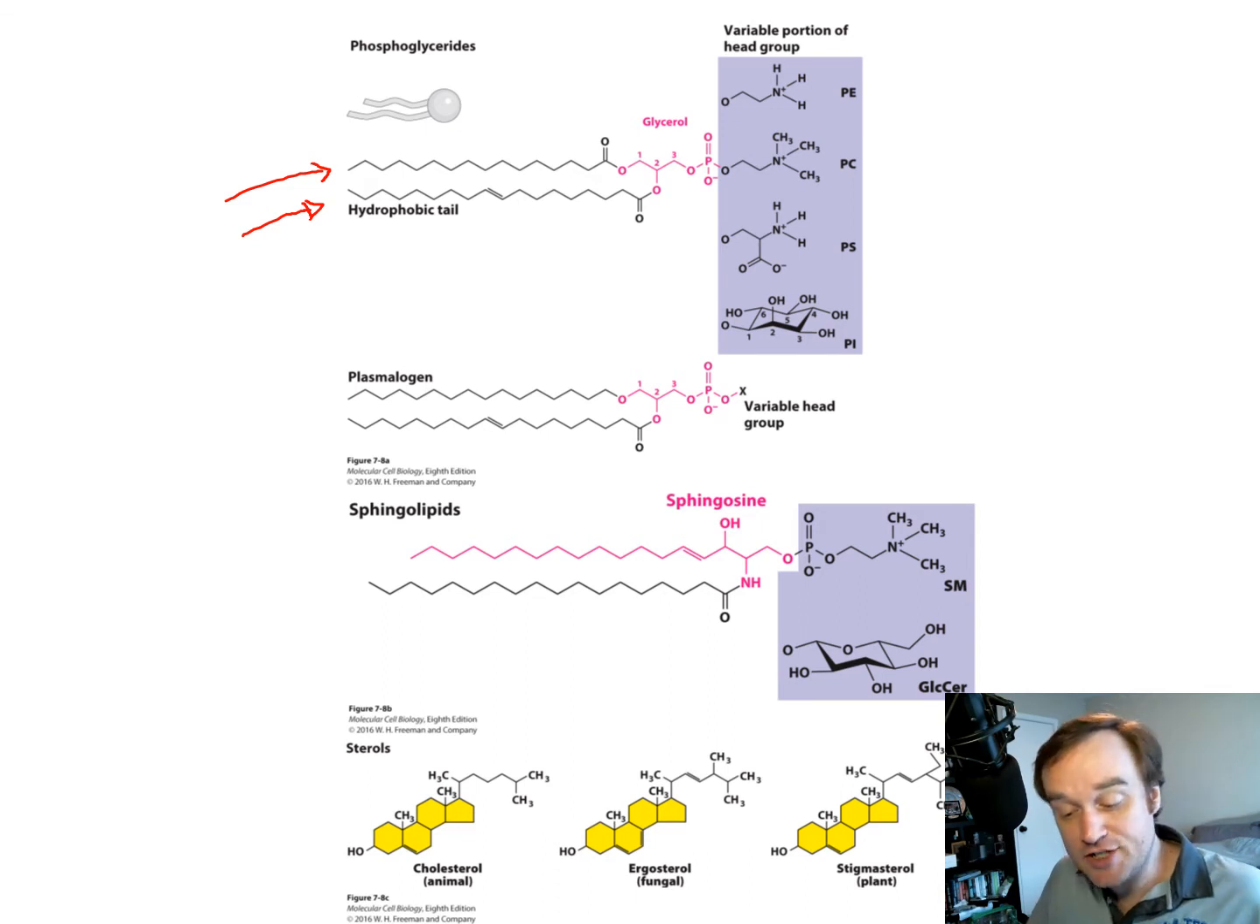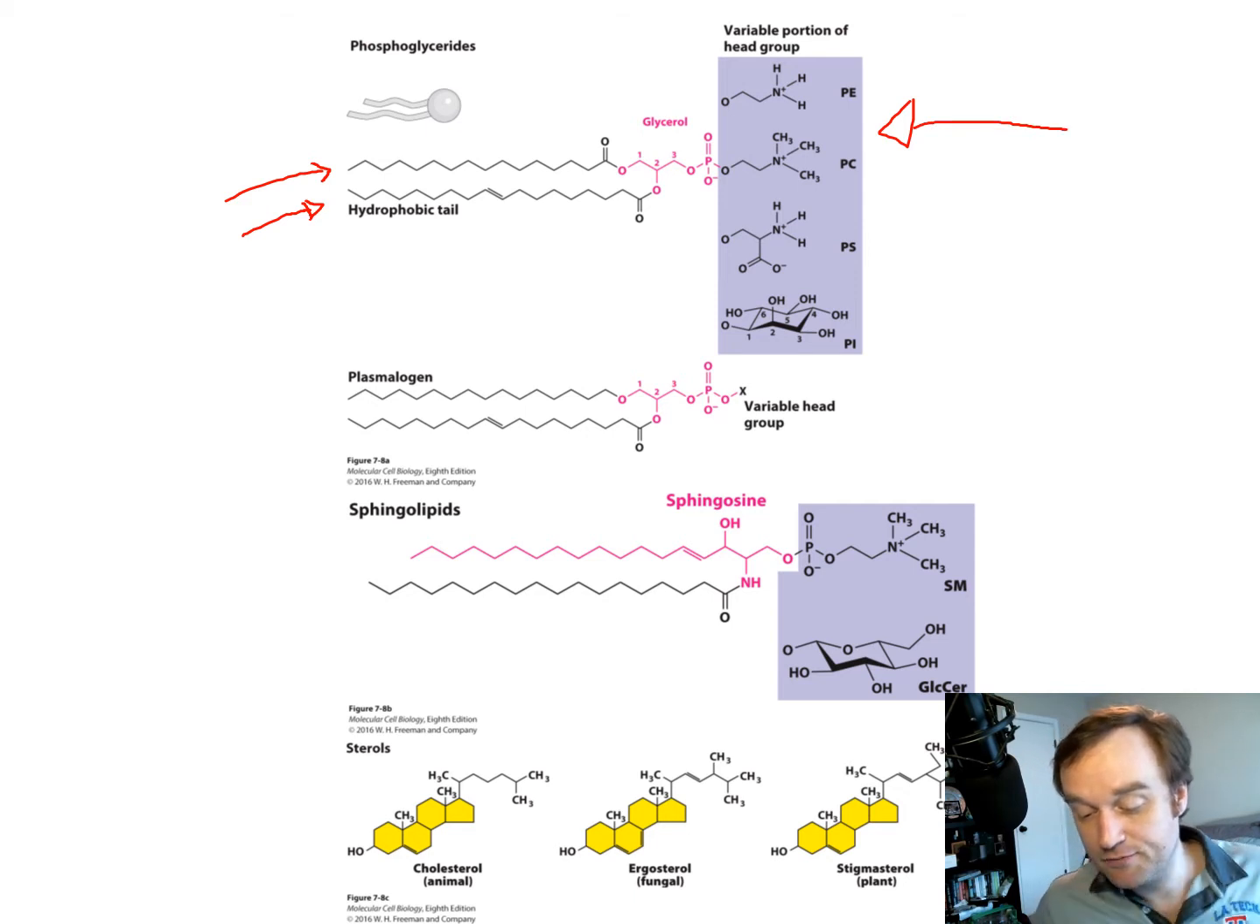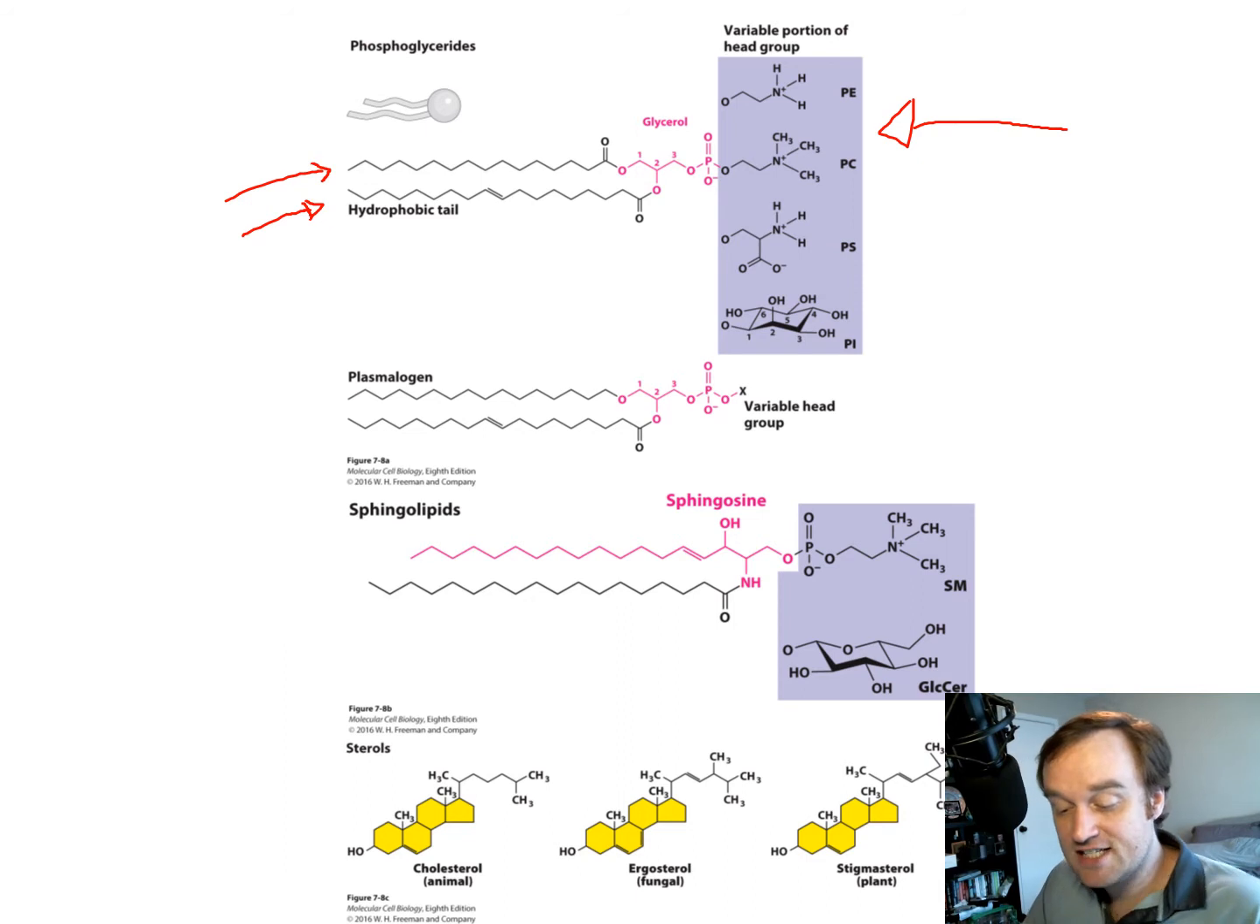They have 4 major head groups, so those change depending on the type of phosphoglyceride. And so we see we have PE, PC, PS, and PI. So PC is phosphatidylcholine, PE is phosphatidylethanolamine, and then PS is phosphatidylserine, and then PI is phosphatidylinositol.